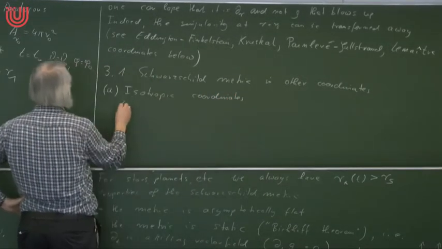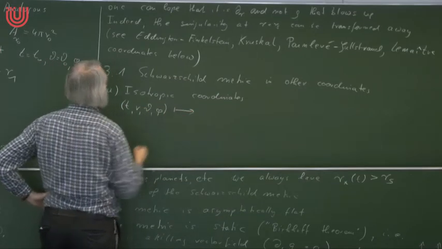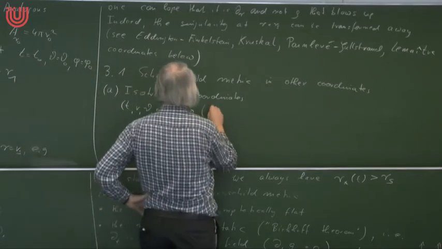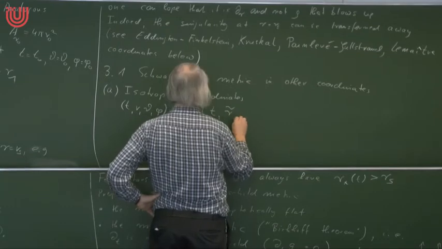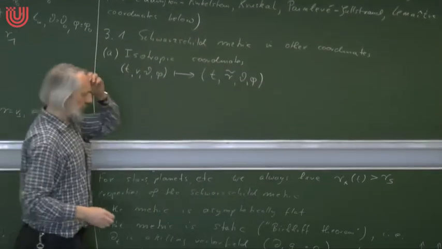So in this case, our old coordinates were t, r, theta, and phi. And what we now do is we transform only the r. So we now get coordinates t, r tilde, theta, and phi. And how is this defined?